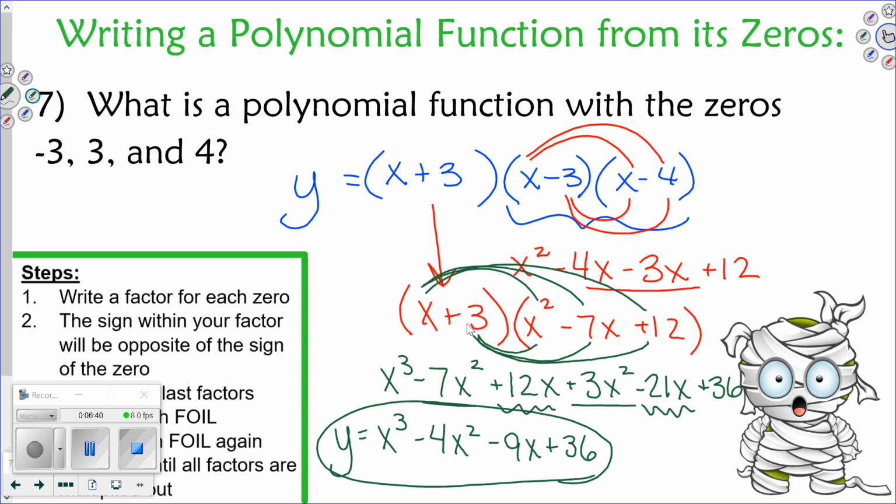Positive 3 and 4. Look at your original problem. So what does that tell you about the answer I got? It's right. If you get done with this whole thing and then graph your answer and it does not cross where it's supposed to, it is wrong.